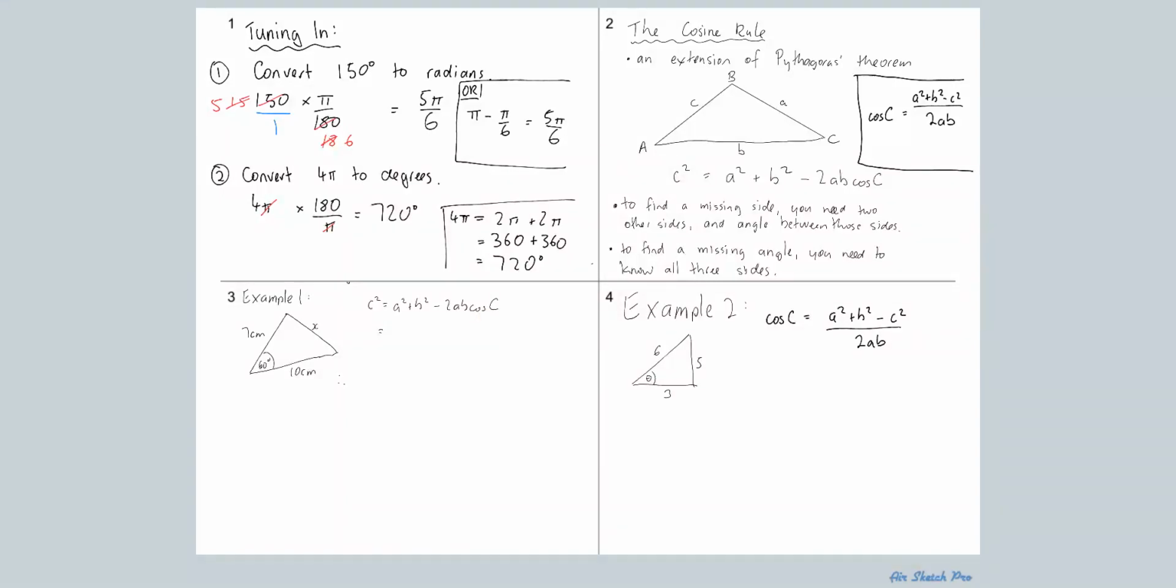My next step is then to do the substitution. So instead of c, I'm going to write x. It doesn't matter which one I choose now, but instead of a, I'm going to write 7. Instead of b, I'm going to write 10. And then I'm just going to use my little bracket notation there. So that's 2 times 7 times 10 multiplied by the cosine of 60 degrees. Okay, so that's a straight substitution. Now what I do from here is I just use my calculator. So I'm going to give you a moment to get ahead of me. I just want you to work out this next step.